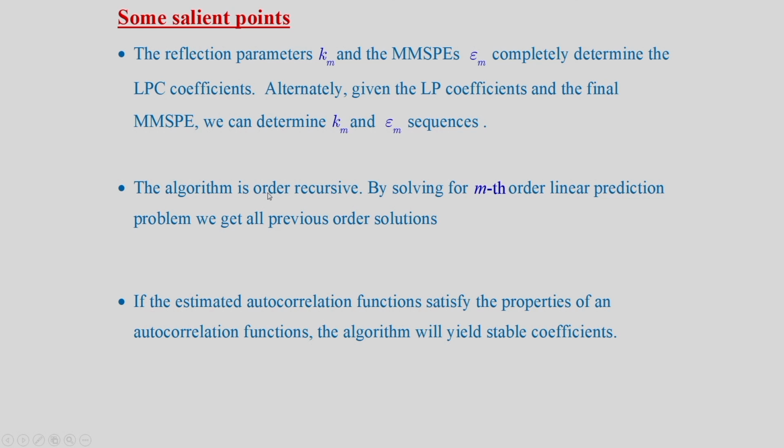The algorithm is order recursive, because we first determine order 1 LP parameters, then order 2 LP parameters, and so on. Therefore, the algorithm is order recursive. From the second order LP parameters, we determine the third order LP parameters. By solving the mth order linear prediction problem, we get all the previous order solutions as well.